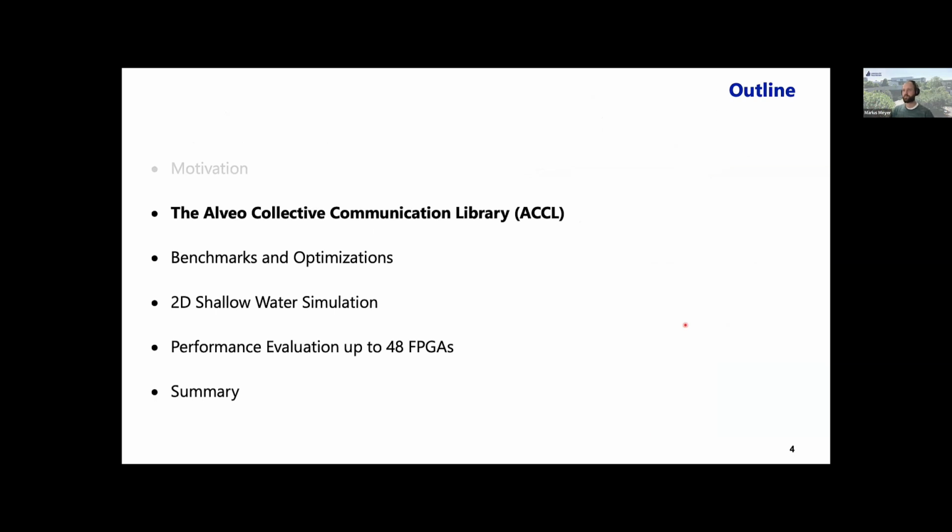So the talk is structured as follows. First of all, I want to talk about ACCL and give a short introduction about the structure of ACCL and how it works, and then give some brief insights into synthetic benchmarks that I did. And in the second part, I will talk in more detail about the actual 2D shallow water simulation that we accelerated, and of course give some insight into the performance evaluation over the whole Noctua 2 partition, which consists of 48 FPGAs.